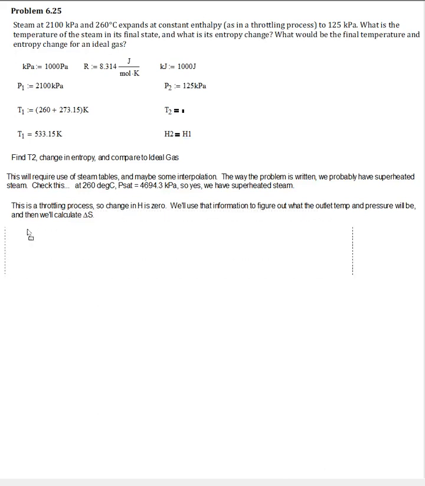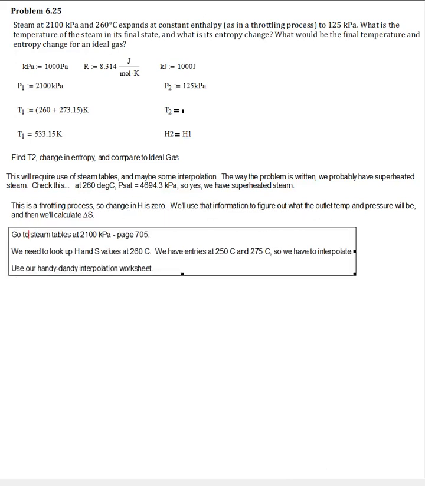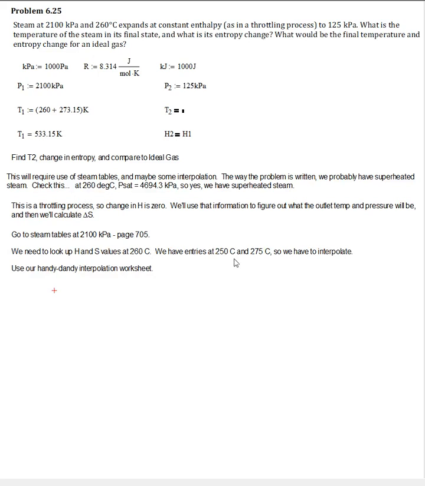So that is how we're going to solve the problem. So go to the steam tables, look it up at 2100 kilopascals. This is superheated steam tables. Page 705 is where you'll find the value for that. And so we need to look up both the enthalpy and the entropy values at 260 degrees C.